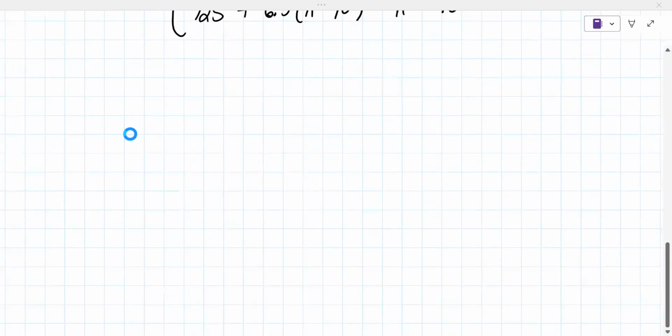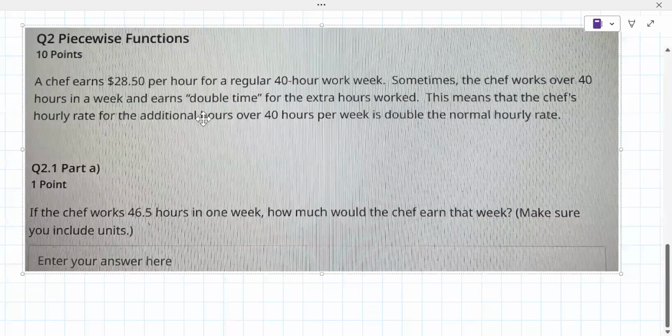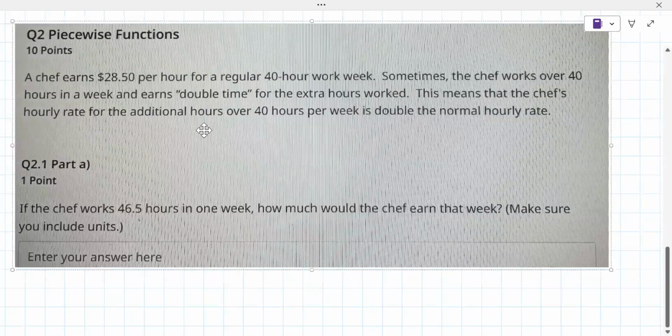New question here. This is the kind of normal consideration when you're working. It says a chef earns $28.50 per hour for a regular 40-hour work week. So what that means is you get $28.50 per hour for all the 40 hours that you work, but you can work overtime. And a lot of people like overtime because they get paid, in this case, double time. So sometimes the chef works over 40 hours in a week and earns double time. Double means, in this case, double, $57 per hour for the extra work.